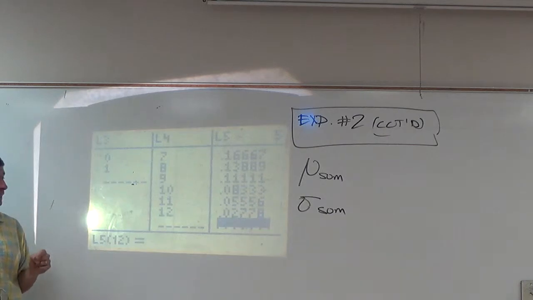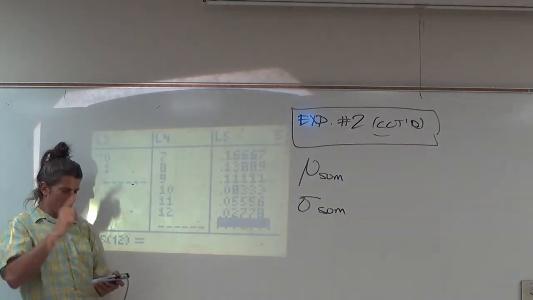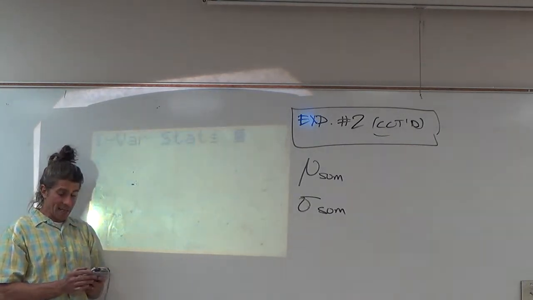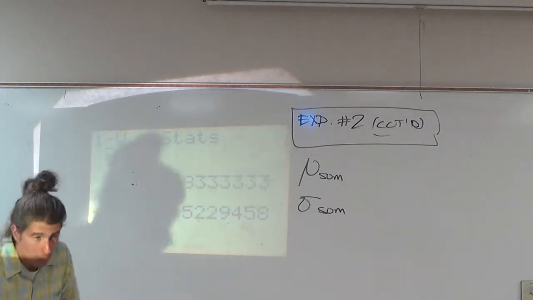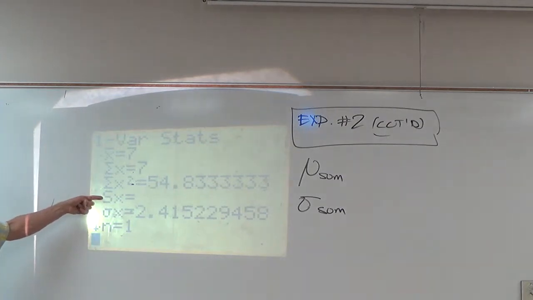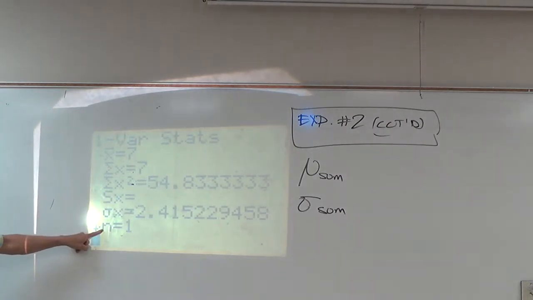I'm going to run 1-Var Stats on it now. Mine's in L4 and L5, I've got to remember that. 1-Var Stats, L4 and L5. Here we go. Zach, you've got something right there that we don't. And this also says 36.